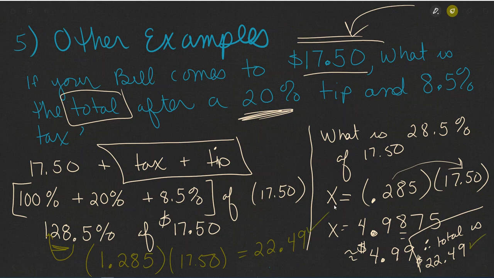But I really think this is the best approach, to just add a 1 to our tax and tip, our tax and our tip. So 1.285 times the 1750, so we can do it all in one swoop.